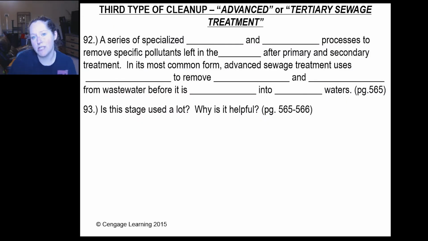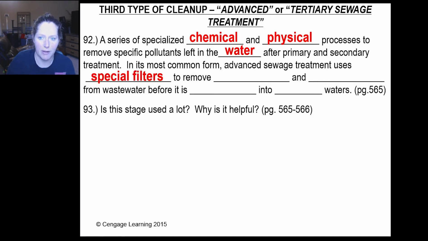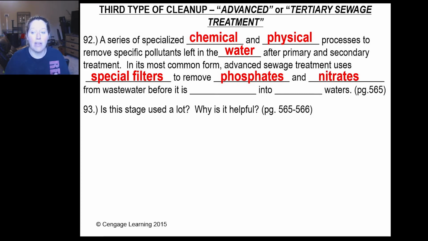All right, so a third type of cleanup, advanced or tertiary sewage treatment, is basically using chemical and physical processes to remove specific pollutants left in the water after primary and secondary treatment. Basically they're using special filters to remove the last items that we talked about, those phosphates, those nitrates. This third cleanup can really remove most of those right before the water's discharged into other waters. So it'd be really nice to have that third treatment, but a lot of facilities do not have it.